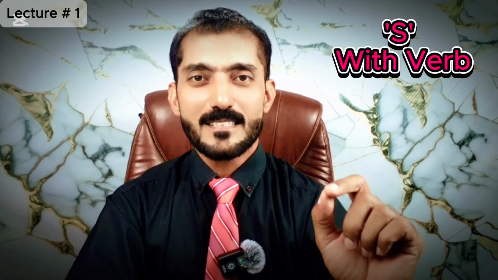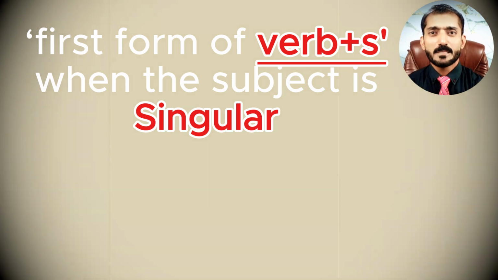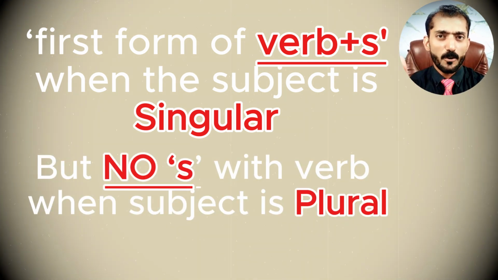Did you ever wonder why there are different verb forms and types? Well, actually, these are the verb forms that let us know about the tenses. Along with the verb form, there is something unique about this tense that we don't see in any other tense. Yes, you guessed it right, the use of S with the verb. In present indefinite tense, we always use the first form of the verb plus S when the subject is singular, but no S with the verb when the subject is plural. Simple, right? This is the most important rule, and it's all about S or no S.